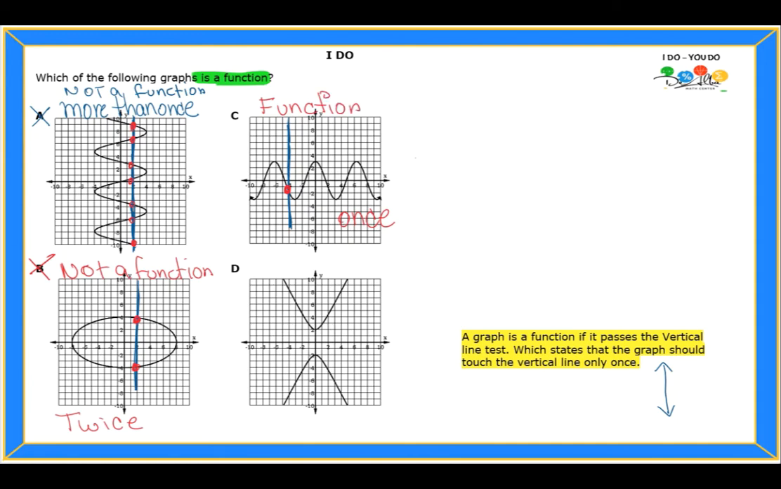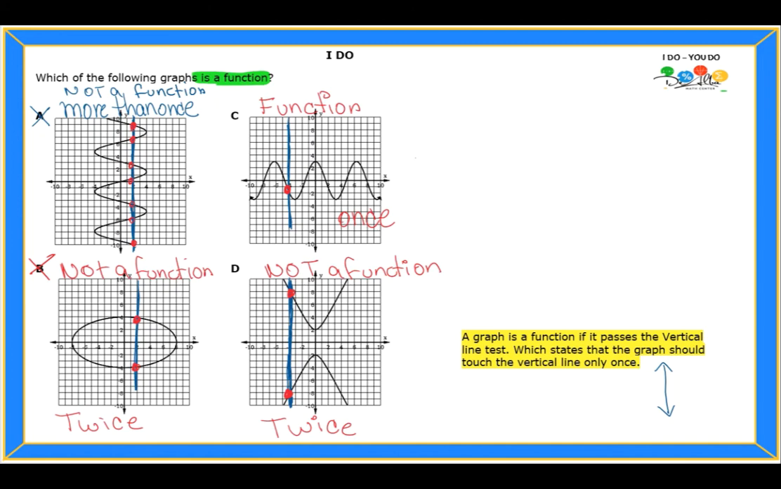Just to be on the safe side, we'll check letter D. We're going to draw the vertical line, and I can do it anywhere. Notice how I went pretty much to the edge of the left side, and I'm just marking it so that you guys can see where the line goes, okay? How many times are we touching this? Well, I touch it one time up here, and then another time down here. So it's actually twice. Therefore, this is not a function.